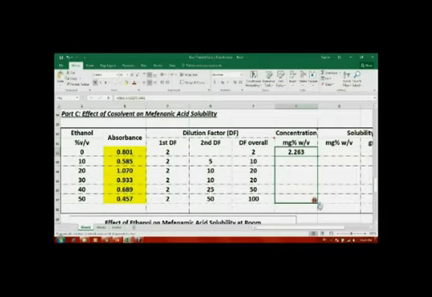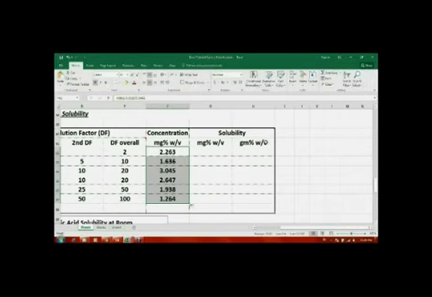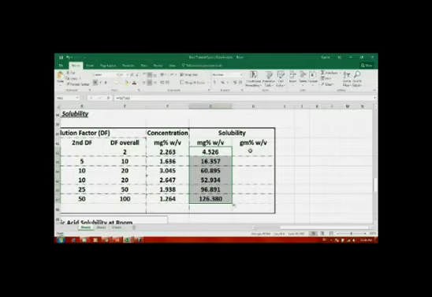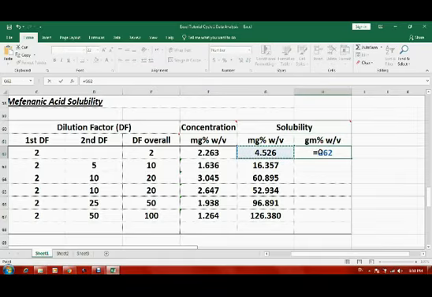Now, calculate the solubility in milligram percent weight per volume. It should be equal to the concentration, diluted concentration, times the overall dilution factor. Then, solubility is the product of concentration and overall dilution factor. Remember that the concentration unit is milligram percent weight per volume because it has been calculated using a calibration curve equation in which we plotted concentration as milligram percent weight per volume.